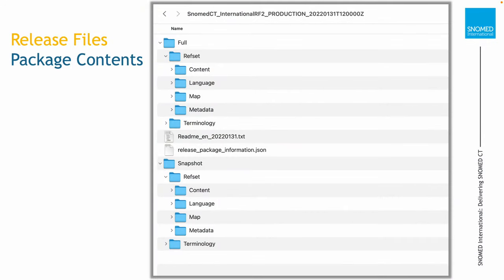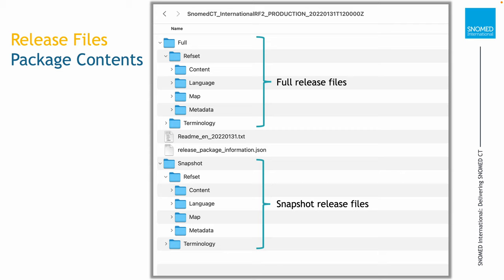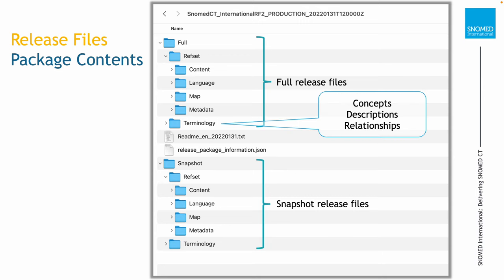When you open the archive release package, the international release files are organized according to the folder structure you see on this screen. SNOMED CT content is organized into different top-level folders according to the release file type. In this case, with the international edition, it's full and snapshot. And underneath each of these folders, we see the same folder structure, terminology, and ref set. Each release file type folder contains one terminology folder with the concept, description, and relationship files, and one ref set folder containing a number of reference set files which are ordered according to their usage.